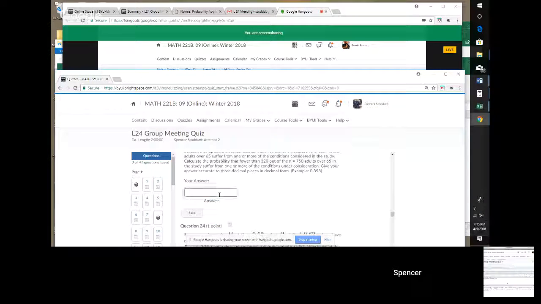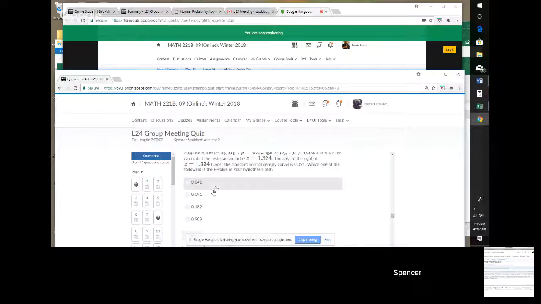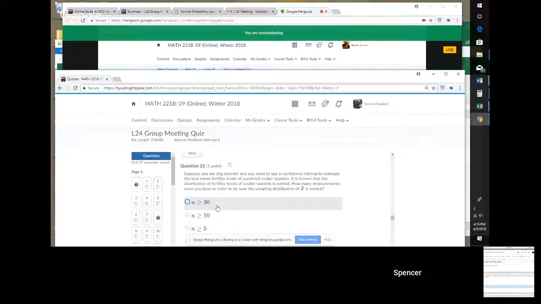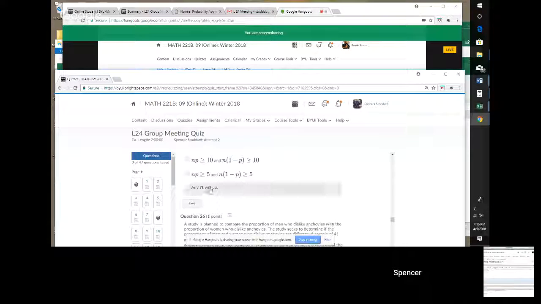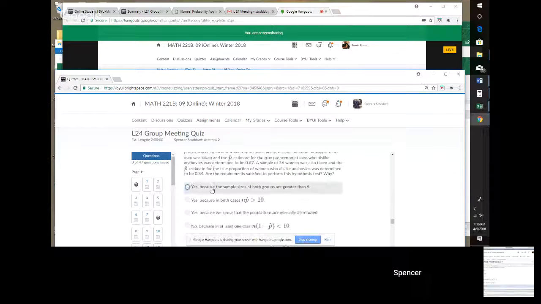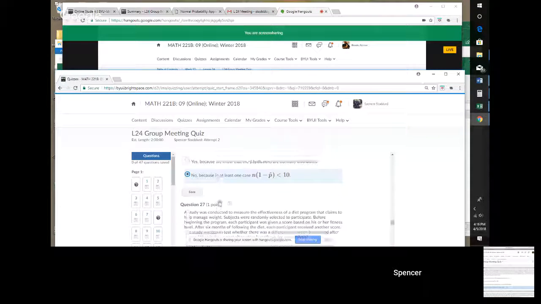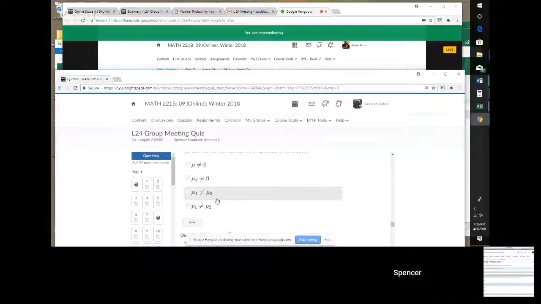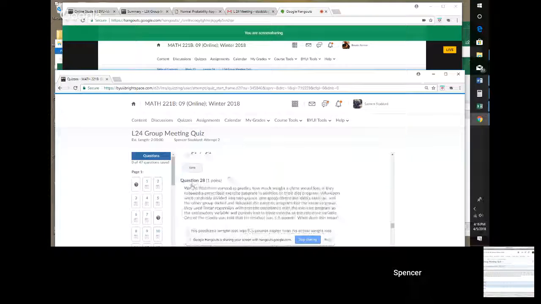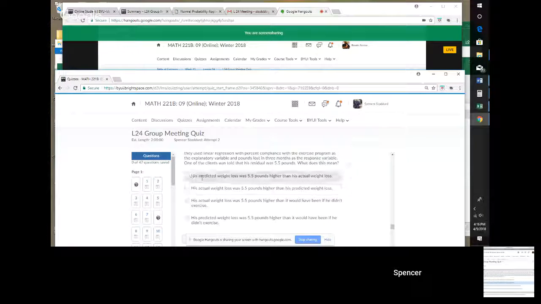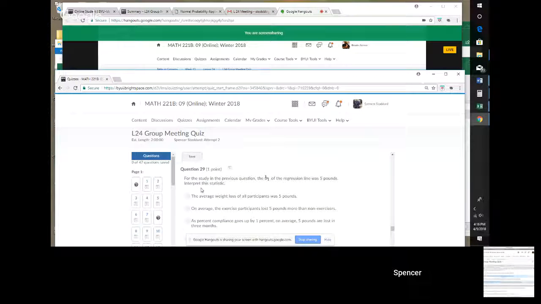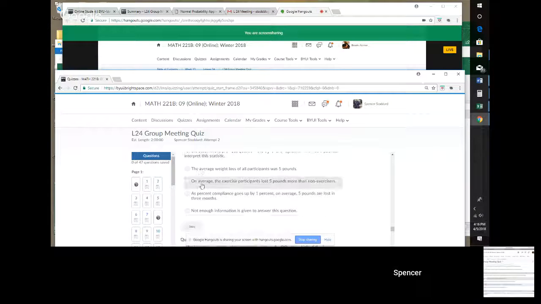23 is 0.099. 24 is C. 25 is any N will do. 26 is D. 27 is B. 28, B as well. 29 is C.